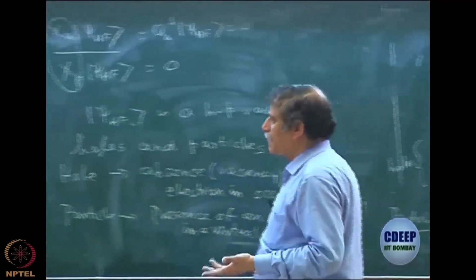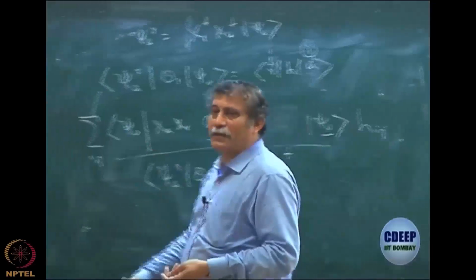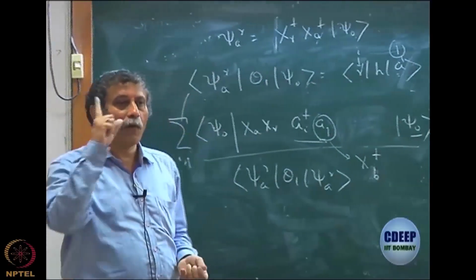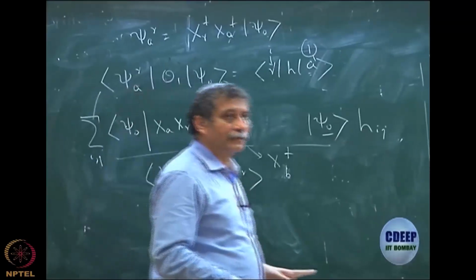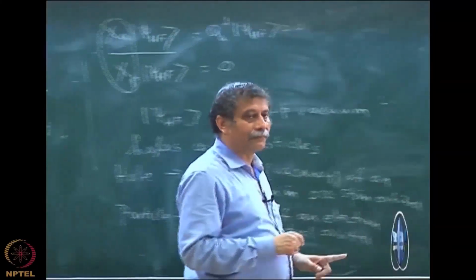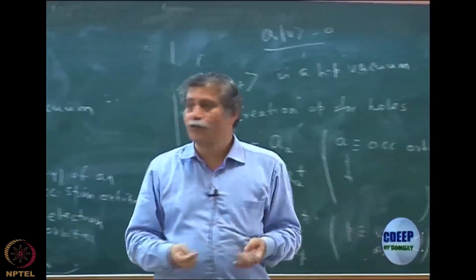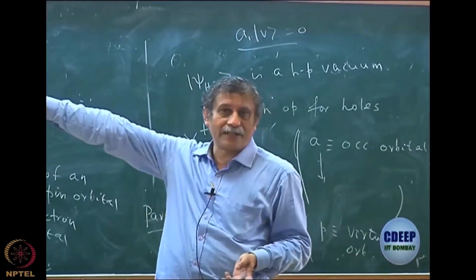So do this exercise, it's very simple, because most of the terms will become 0. So only one term will survive, when this is occupied and this is virtual. This is the only term that will survive in all the 4 subsets, and you should be able to get HRA as a result.